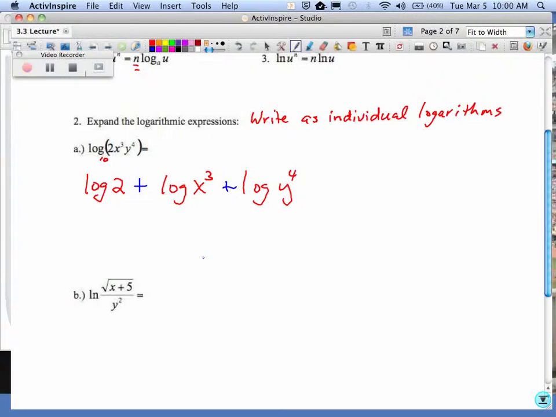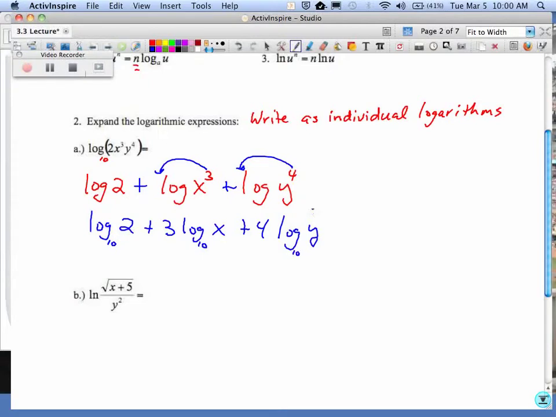Let's bring the exponents down in front. So this would be the log, and you could call it base 10 if you want, of 2 plus 3 times log base 10 of x plus 4 log base 10 of y. So this would be our final answer. That's the most simplified thing we can do.